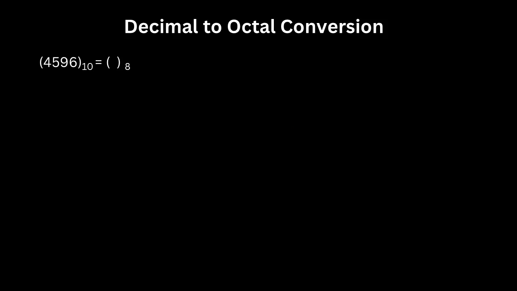Now let's learn how to convert the decimal number 4596 into octal. Step 1. We divide the number by 8 and note the remainder. 4596 divided by 8 gives a quotient of 574 and a remainder of 4.